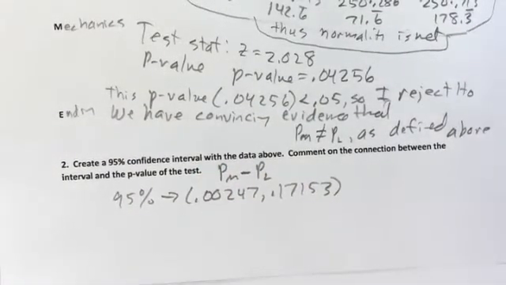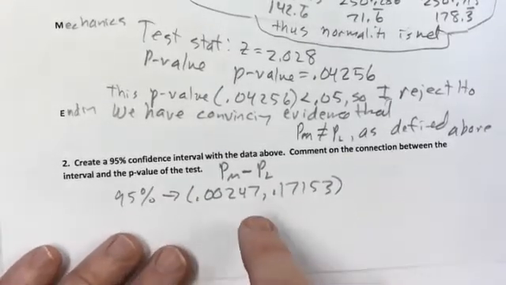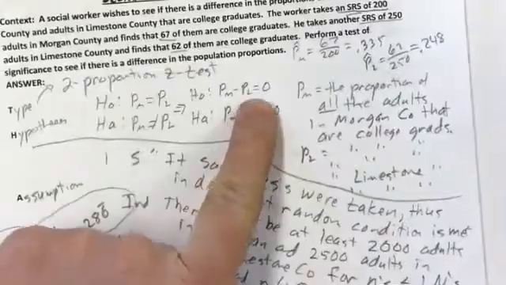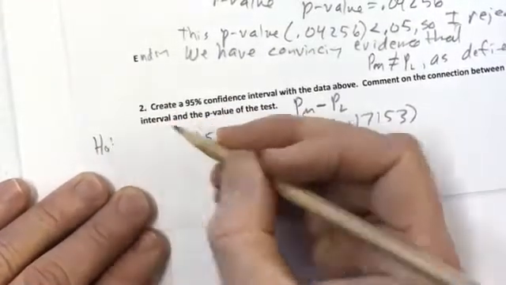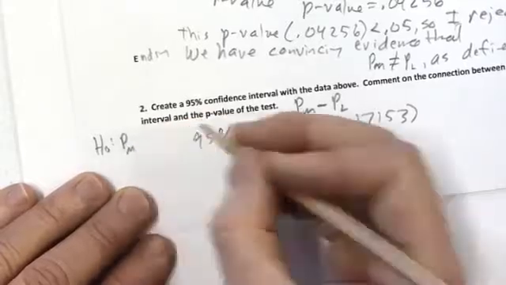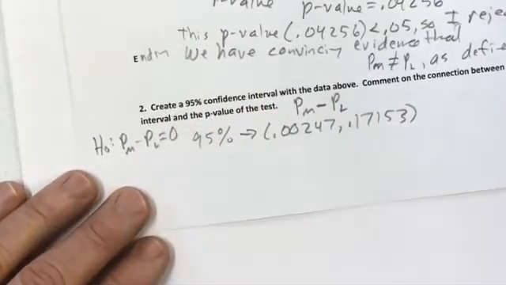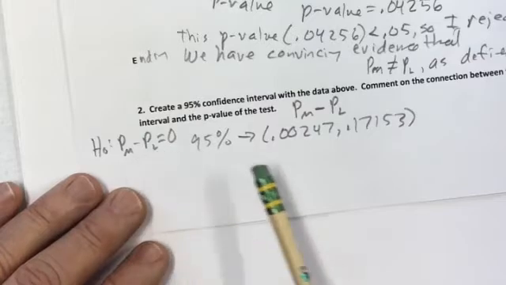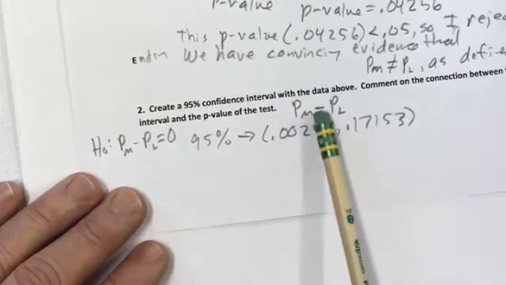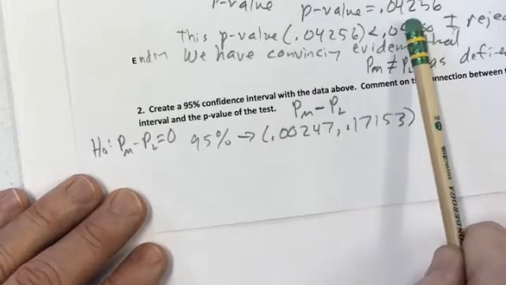So the connection between the p-value and this is the fact that 0 is not in this interval. The null hypothesis value is 0. What we were testing is: is it plausible that this difference is 0? 0 is not in the interval, so it's not a plausible value for the difference and should be rejected. And that's exactly what our p-value said to do.